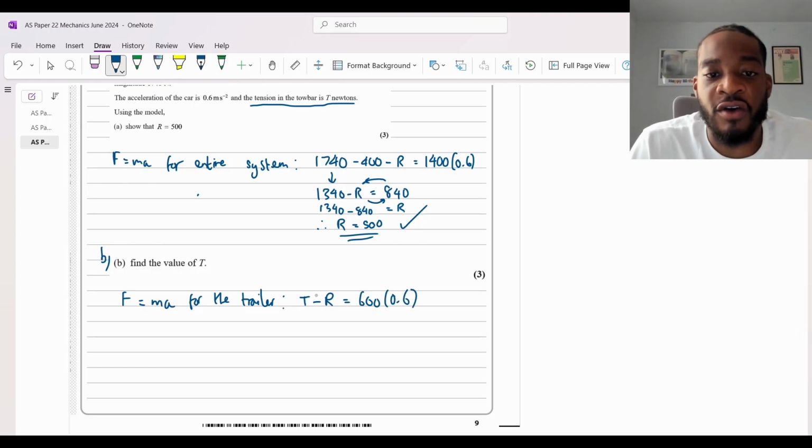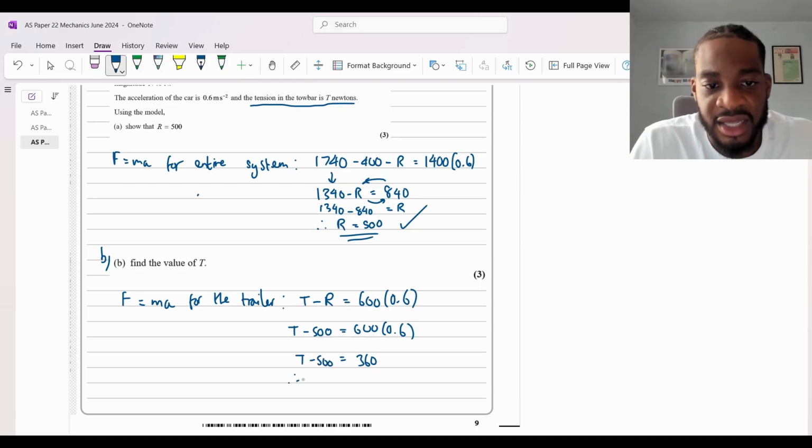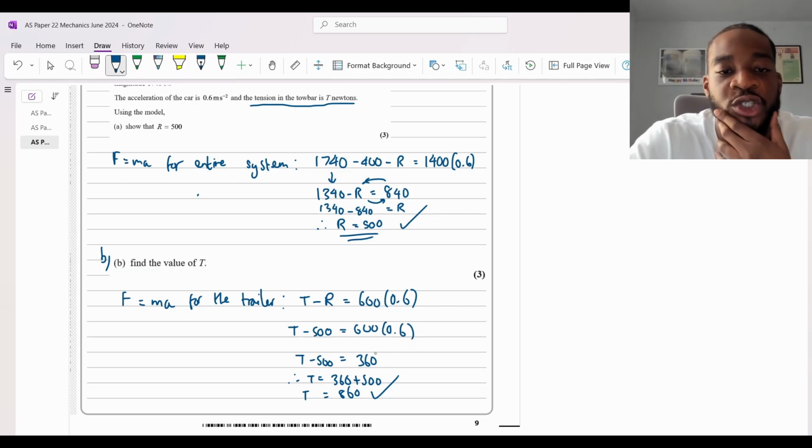Now remember, we know what R is. R is equal to 500, so I can put that in as well. So I've got T minus 500 is equal to 600 times 0.6. And what is that equal to? 6 times 6 is 36, and 100 divided by 10 is 10. That's 360, I believe. And then that's T minus 500. And that just means then that T is going to equal 360 plus 500, which is just 860. And that is the answer for part B. So T equals 860 newtons.